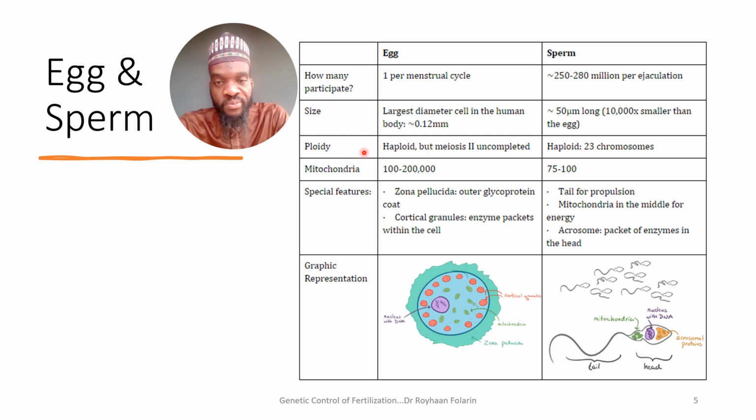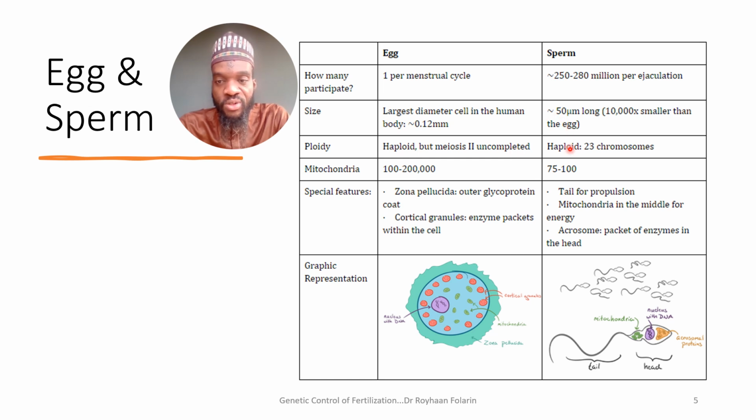In terms of ploidy, the egg is haploid, but meiosis 2 is uncompleted until prior to ovulation. So remember, during gametogenesis, which we've also addressed its genetic basis, the egg is arrested at meiosis 2 during fetal life. So prenatally, after the eggs are formed, they are arrested in meiosis 2. So meiosis 2 is uncompleted.